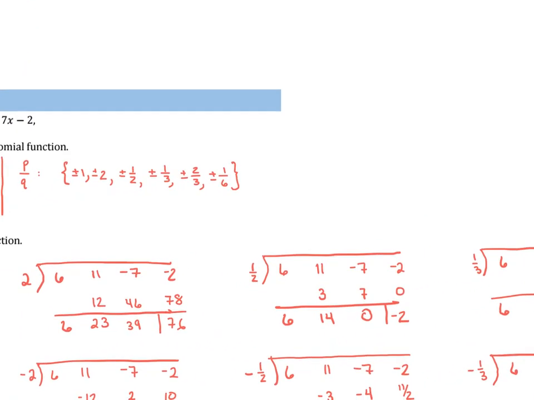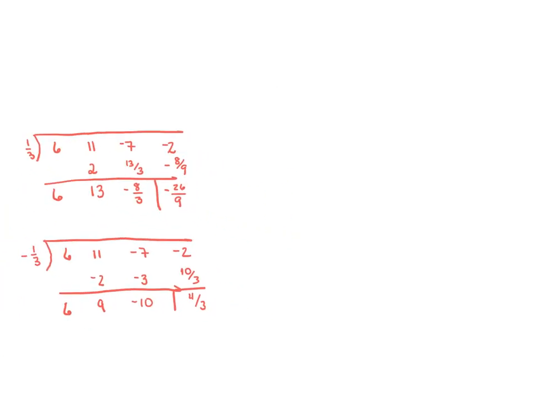So let's try, the next in the lineup would be positive 2 thirds. So bring down the 6. 2/3 times 6 is 4. 11 plus 4 is 15. 2/3 of 15 is 10. Negative 7 plus 10 is 3. 2/3 times 3 is 2. Add those. We get 0.